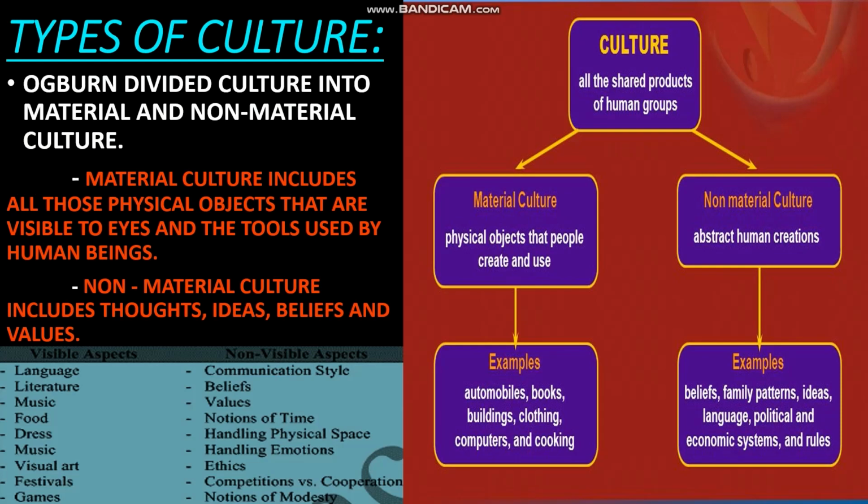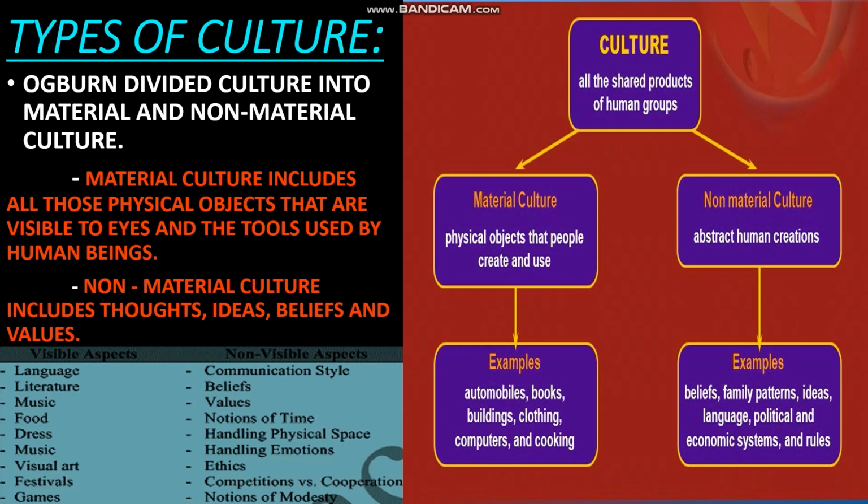And next is non-material culture. The non-material culture means the abstract human creations. For example, the beliefs. You cannot see them. It's not visible. Abstract means which cannot be seen. For example, beliefs, family patterns, ideas, language, political and economic systems and rules. So these are non-material culture.